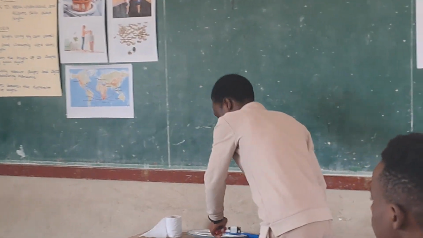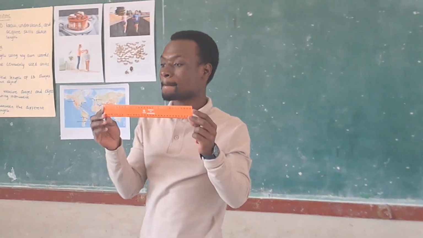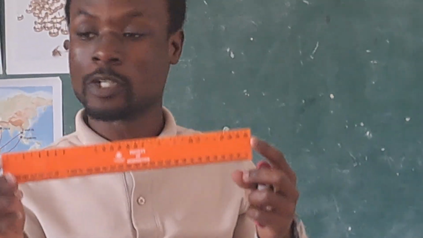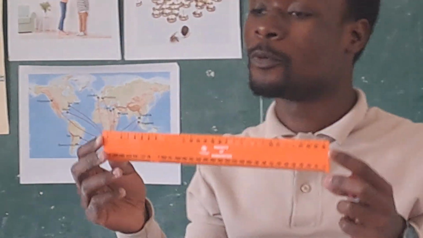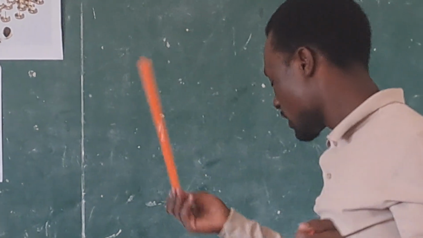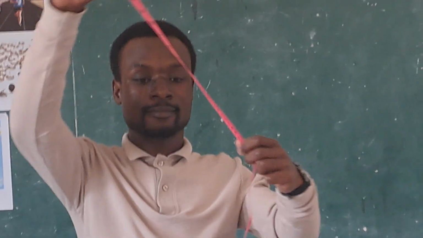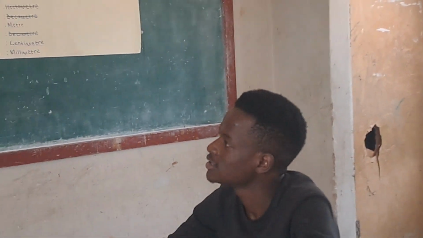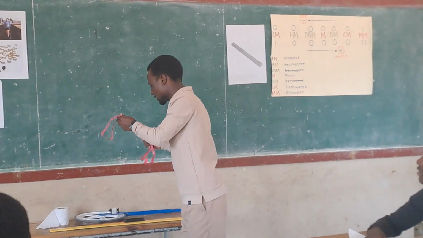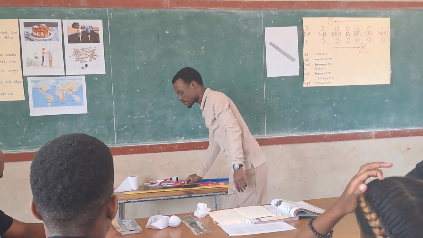Then we have this one. What is the name of this one? This one is a ruler. We use this one to underline our work when we write. We use this thing every day in school. Then what is the name of this one? Tape measure. Exactly. It's a tape measure, a measuring tape.